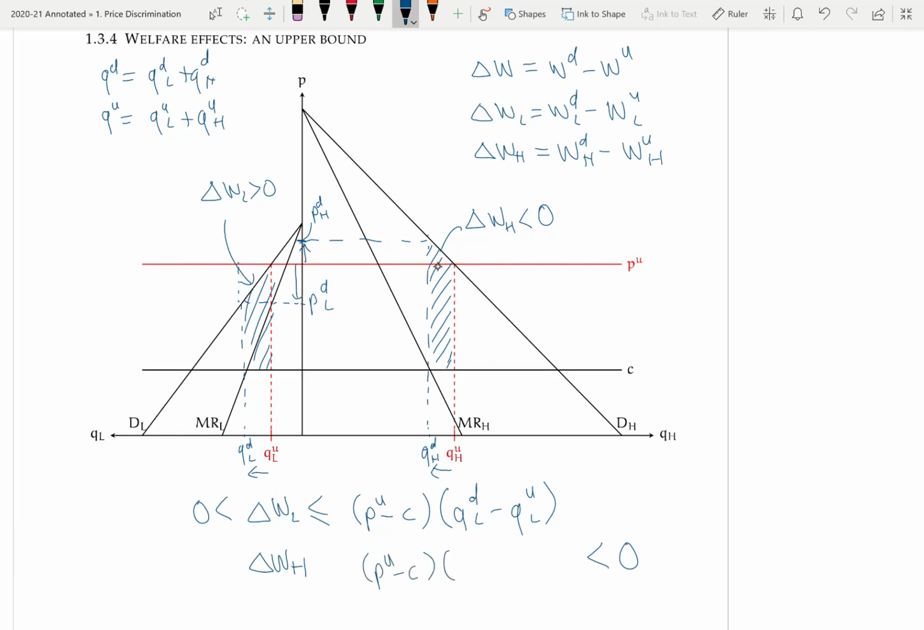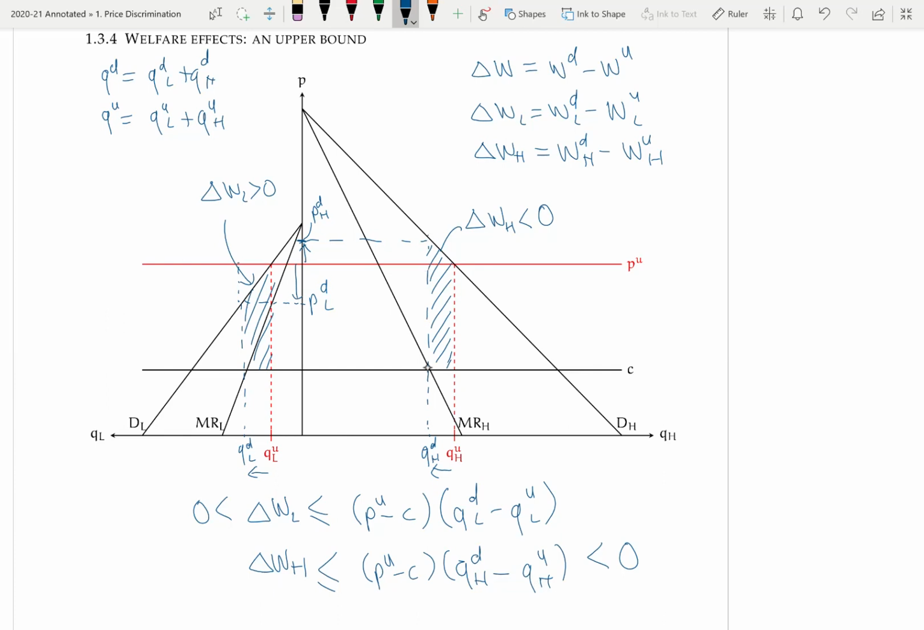So this rectangle here is (PU minus C) times (QDH minus QUH). Now note, this is negative because QDH is less than QUH. And so this quantity is greater than or equal to ΔWH. So to see why this quantity is bigger than that quantity, let's introduce some numbers.